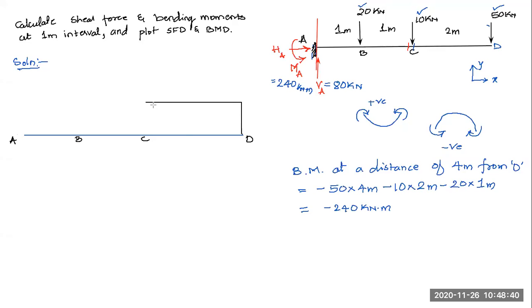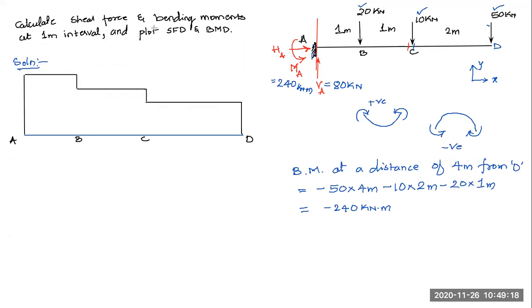At point C, what happened? It increased to 60. And from here up to point B, the next interval, it was constant 60 itself. And at B, when I crossed that 20 kilonewton load, it became 80. Further from there up to the support A, it was constant. Then once we cross that support, it became 0 again.